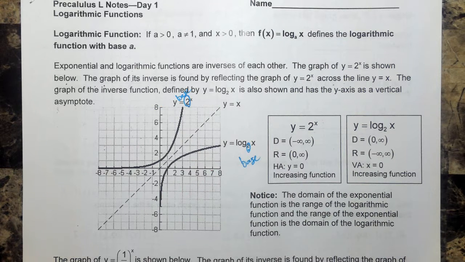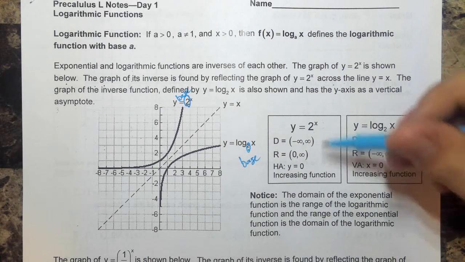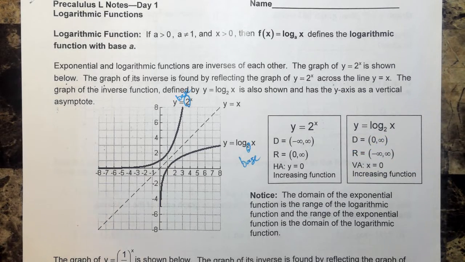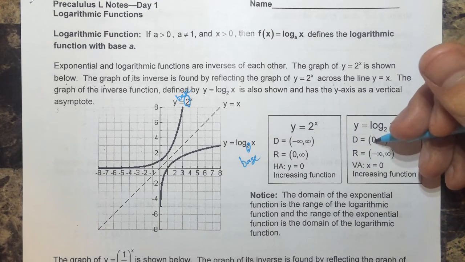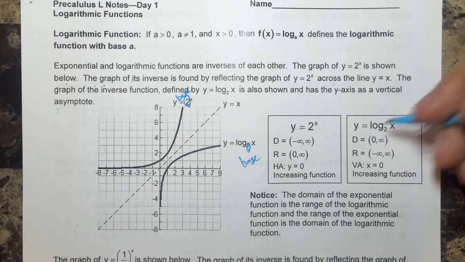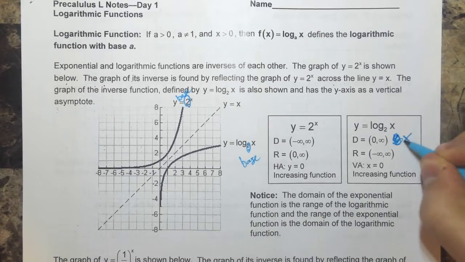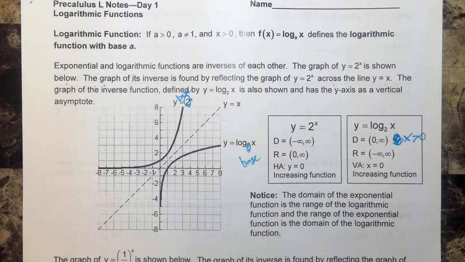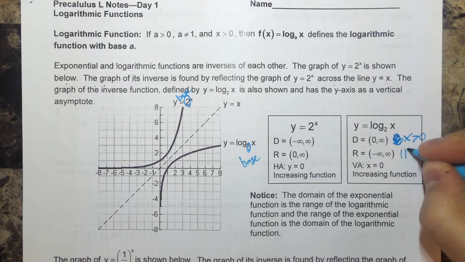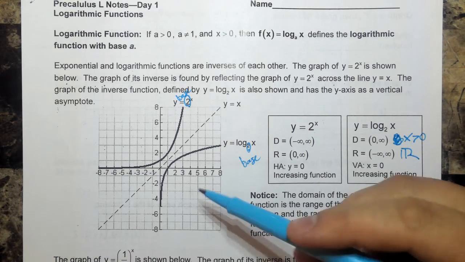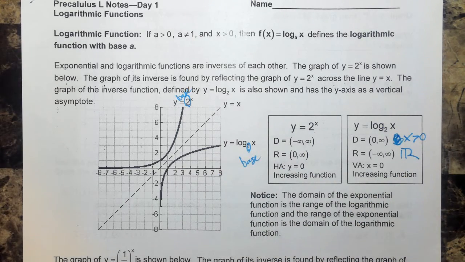Some features. The domain and the range flipped from the exponential function, and that makes sense because they're inverses. So domain is from 0 to infinity, not including 0. Another way to write that would be x greater than 0, not using interval notation. The range would be negative infinity to infinity, or all real numbers if we're not using interval notation. It's an increasing function too. It's always increasing. It's always getting bigger.